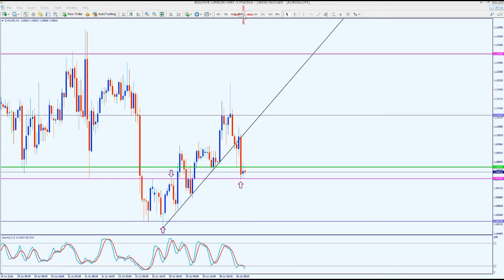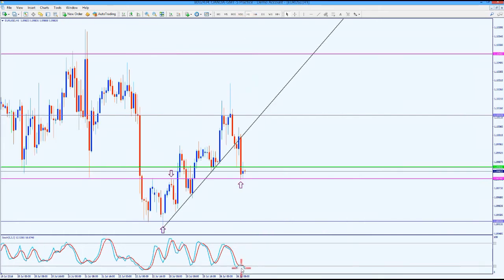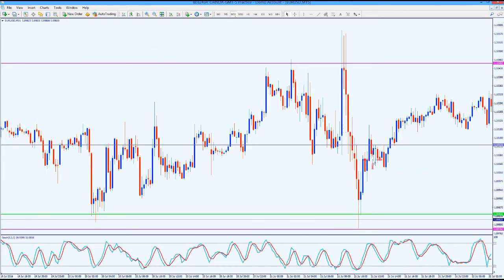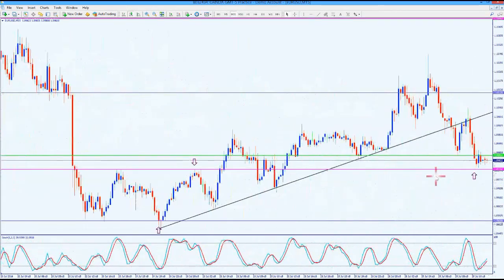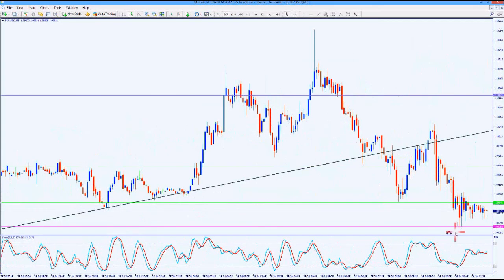So moving down to the lower time frames, by the way, look, the hourly was oversold, 30-minute was oversold, 15-minute was oversold, and 5-minute was also oversold. So that's a good indication. That's what stochastic is good for. So my entry was here on this candle that touched this line.